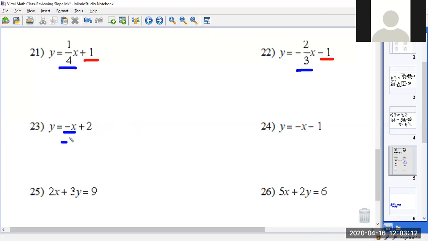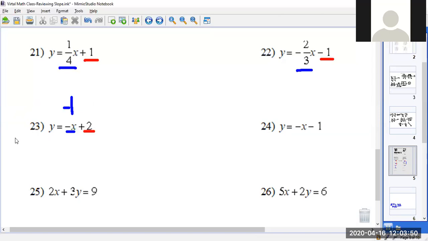So my slope for this is -1. So my slope is negative because they're not going to write 1x. Just know that that is my slope, and my number for my slope is -1. Now, what about my y-intercept? It's 2. Excellent.